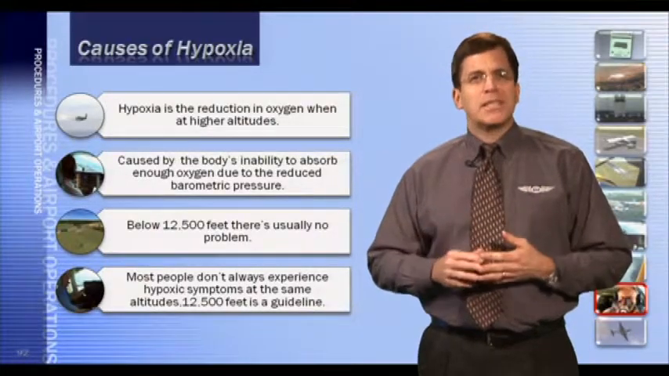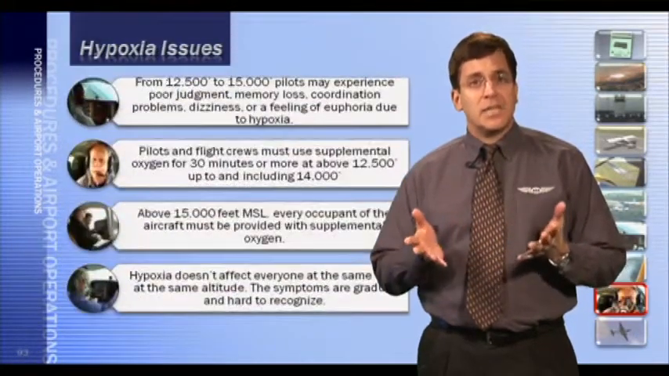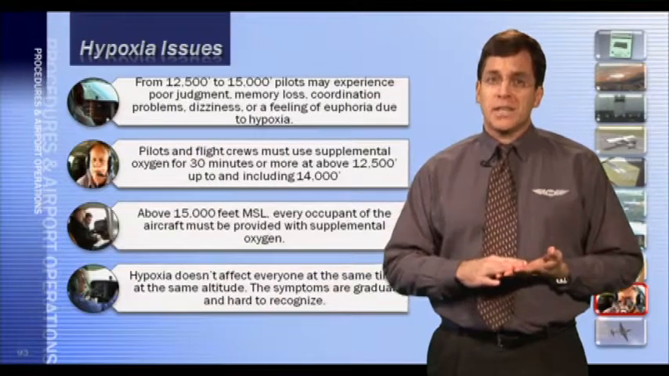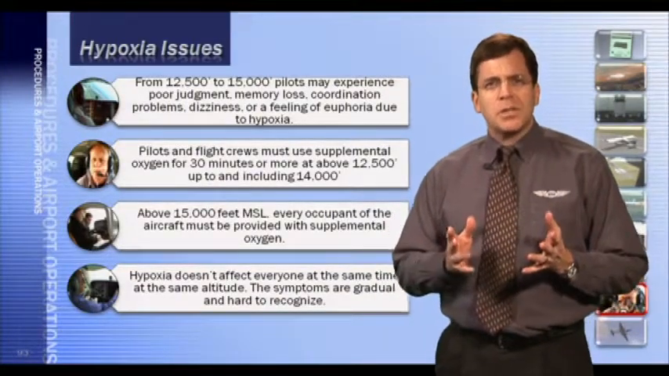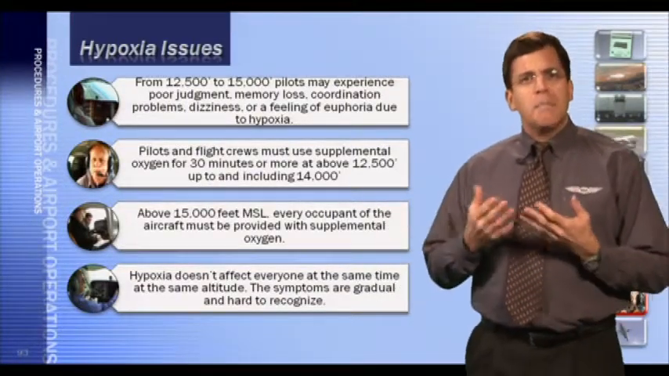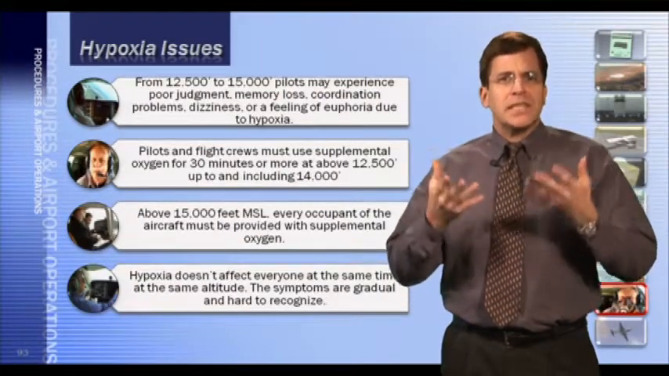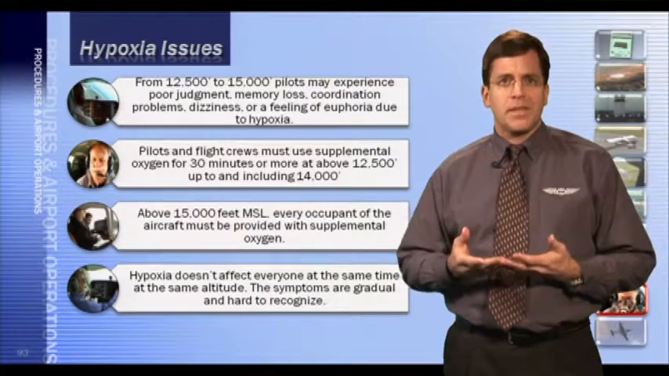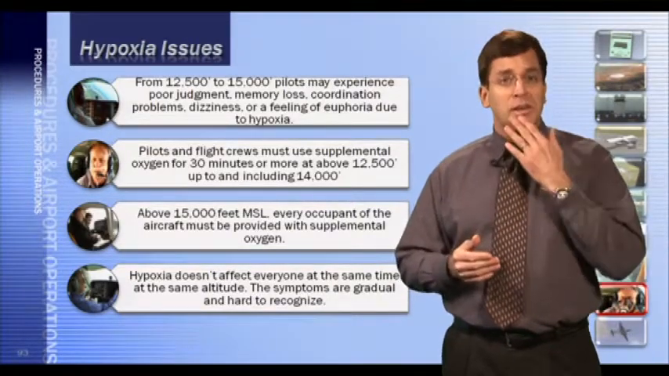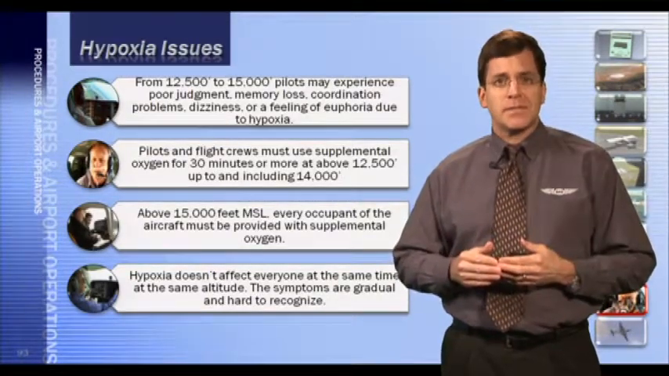The signs of hypoxia also vary, and the onset of symptoms may be gradual and subtle. Common symptoms include poor judgment, memory loss, headache, coordination problems, dizziness, or a feeling of euphoria. You may also notice a bluish color on the fingernails or on the lips.